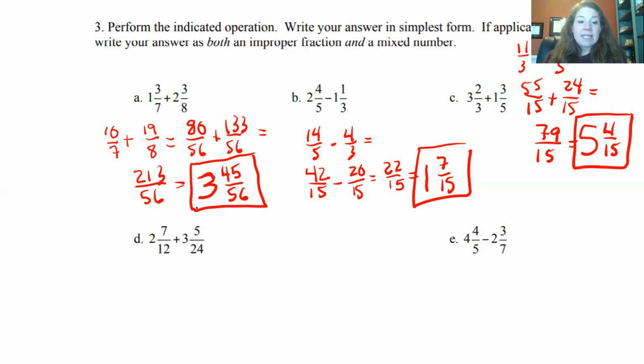So then for letter D, we're going to go around the world. So 2 times 12 is 24, and 24 plus 7 is 31. So we have 31 over 12.